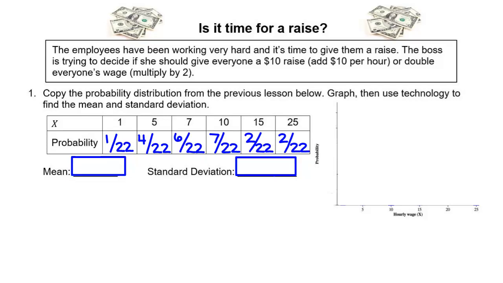All right, first thing I want you to do on page 7 is just copy in those probabilities. These are the probabilities from yesterday. Do you guys remember the card that you got with your daily wages on it? So these are the probabilities.